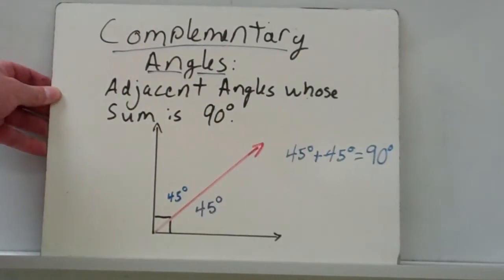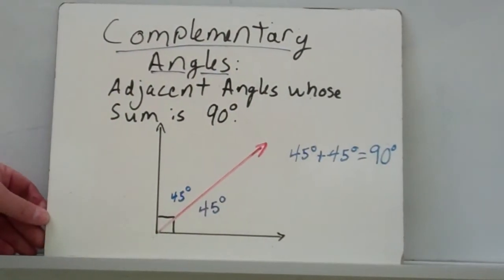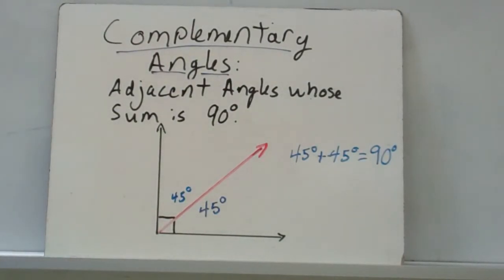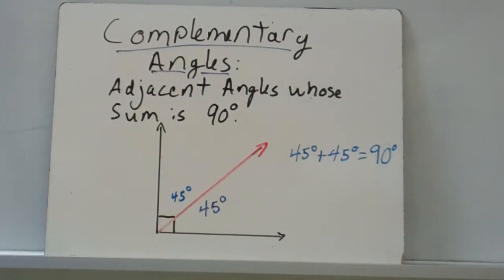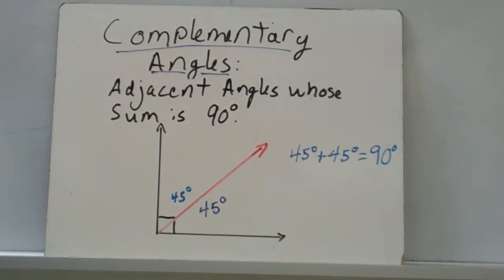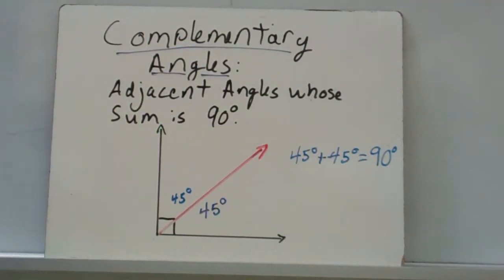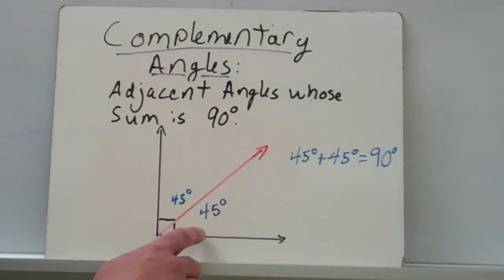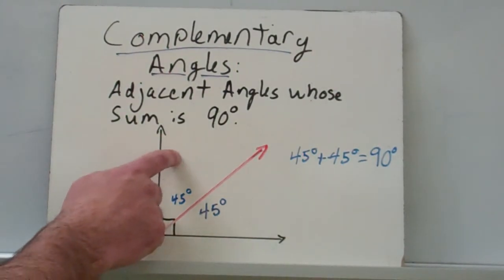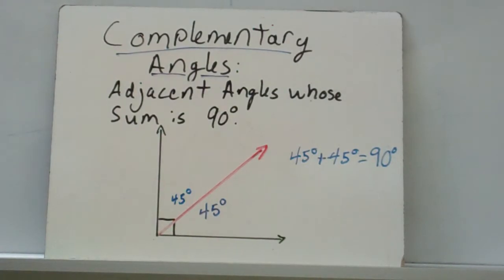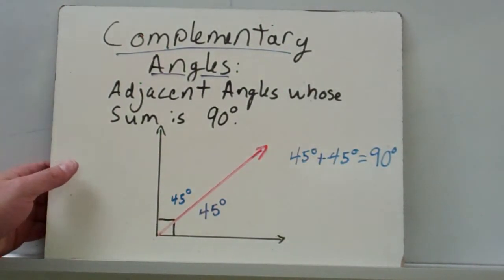So then we move into what are called complementary angles. Complementary angles are adjacent angles whose sum is 90 degrees. And you can see here that I have a right angle as identified by the box, but I have a ray splitting that angle, in this case in half. One of the measures is 45 degrees and the other measure is 45 degrees. Okay? And 45 and 45 equals 90 degrees.